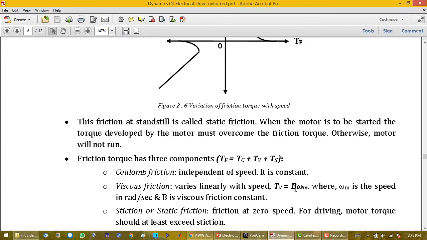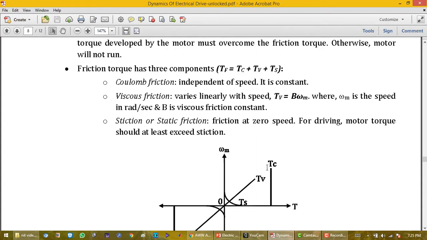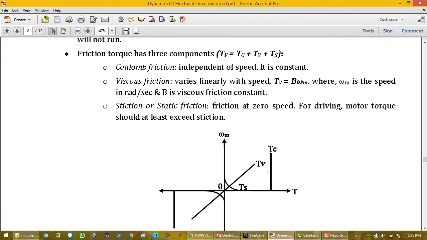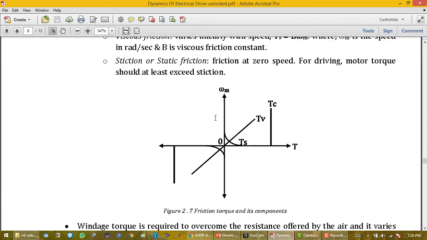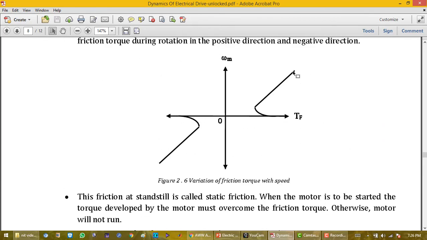So TV equals B omega m, where omega m is the speed in rad per second and B the viscous friction. This is all basic physics. So TC is independent of speed, so we can represent it like this constant component. Ts is basically 0 in dynamic condition, and y equals mx equation is followed by the TV part. So the frictional torque TF has three components: viscous friction, Coulomb friction, and static friction or striction. And if we combine this, we will get this figure.